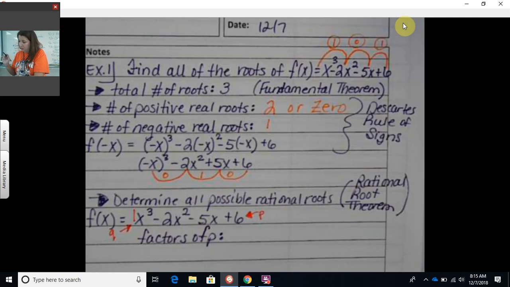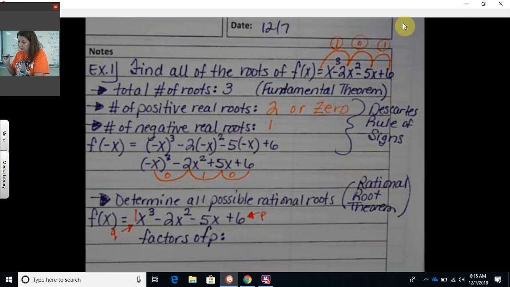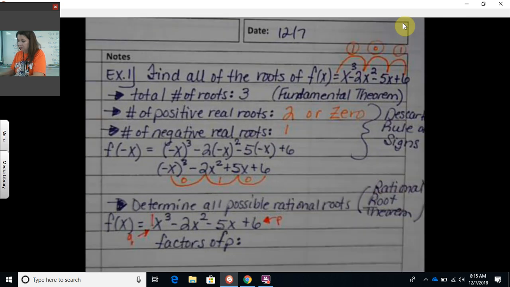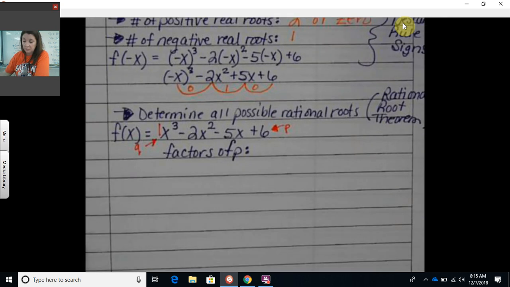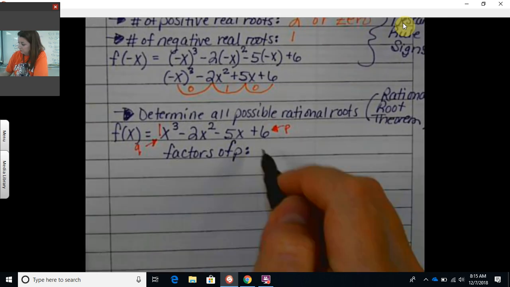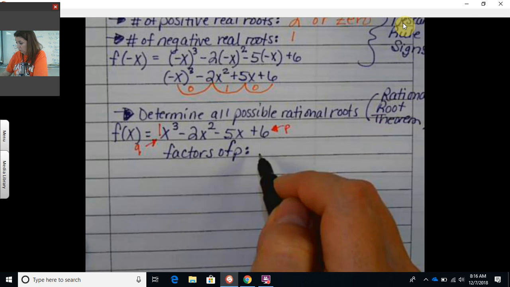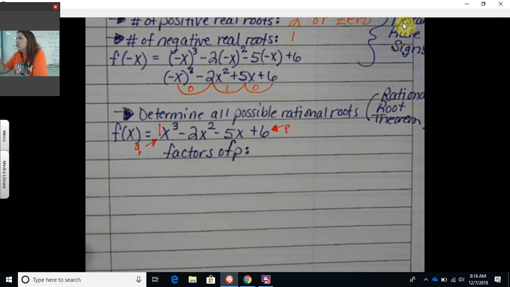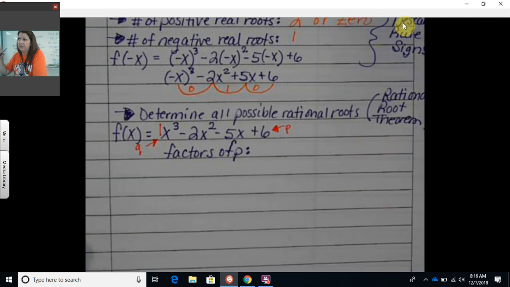Let me just double check. X cubed minus 2x squared minus 5x plus 6, yeah. Okay, factors of 6, least to greatest, what do I have? Yep. 1 and 6, yeah. And you don't even have to think of it like that. Just think of all the numbers that go into 6. Because 1's a factor of 6, 2's a factor of 6, 3, you know what I'm saying? But you could do it that way as well.